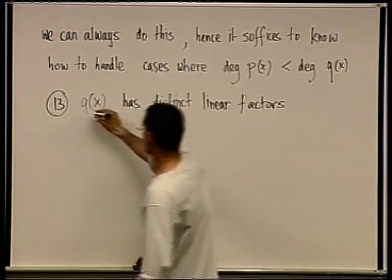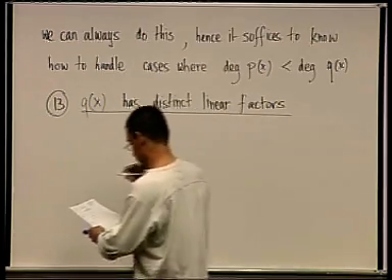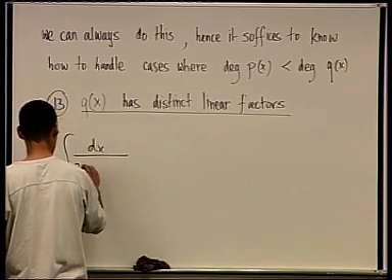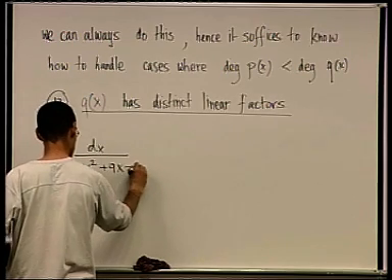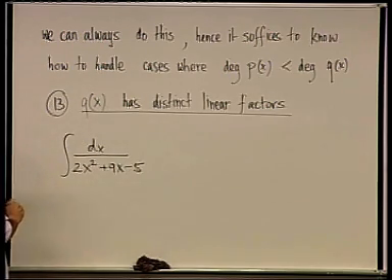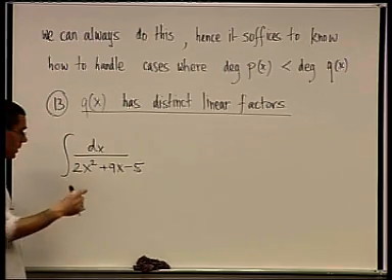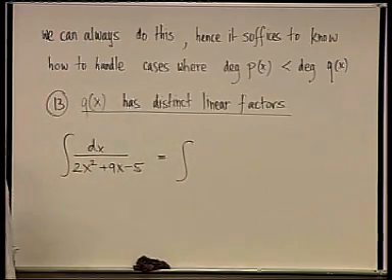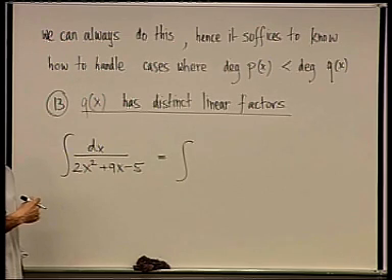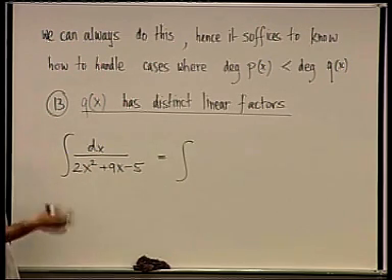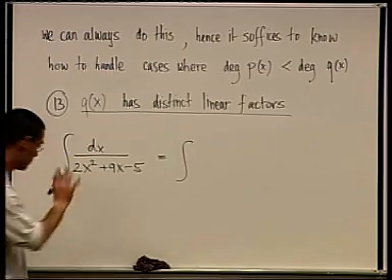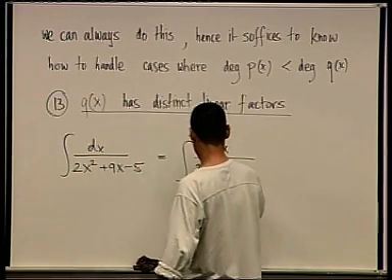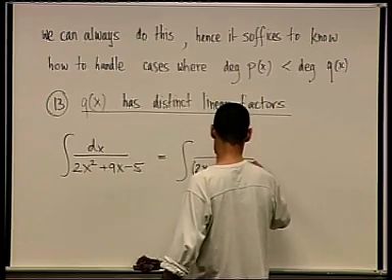So this is the situation, and here's the example. Suppose we have the integral dx over 2x squared plus 9x minus 5. So P is just the polynomial 1, Q is this polynomial, and you know how to factor a polynomial, right? There are various ways to do it. You can either use the quadratic formula and actually find the roots, or do whatever method you want. So this equals the integral dx over (2x minus 1) times (x plus 5).